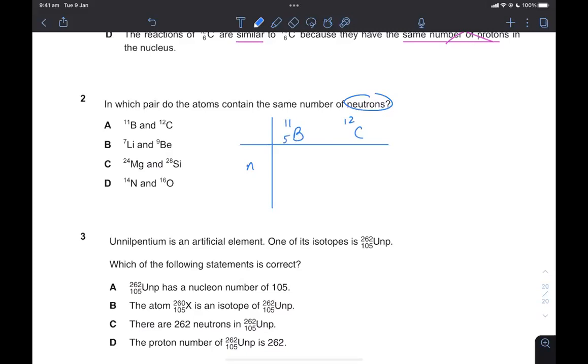I hope everyone can get 5 and 6. So 11 minus 5 is 6. 12 minus 6 is 6. You can't really do chemistry without a periodic table, yeah? So the rest of it, you can try on your own. But in the MCQ, once I got my answer from A, B, C, D, I move on. But I make sure that I get the correct answer, okay?